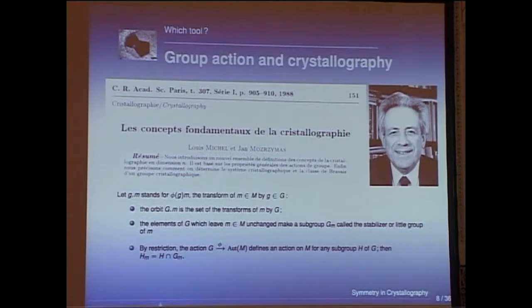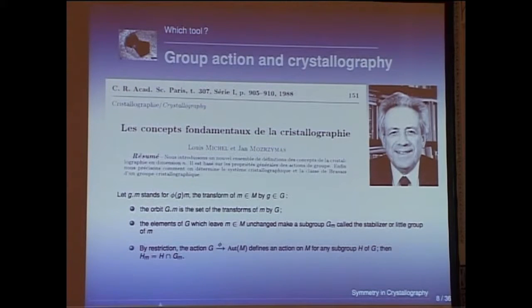Louis Michel is a French physicist who made important work in high energy physics in the W and Z0 boson study. After his work at CERN, he came to Paris to IHES, Institut des Hautes Études Scientifiques, and started working very hard on symmetry in physics. He discovered crystallography as being one of the most extraordinary examples. And he decided to rewrite the fundamental concepts of crystallography to n dimensions, of course, in four pages using group action theory. This paper is, in my opinion, one of the very basic papers of crystallography.